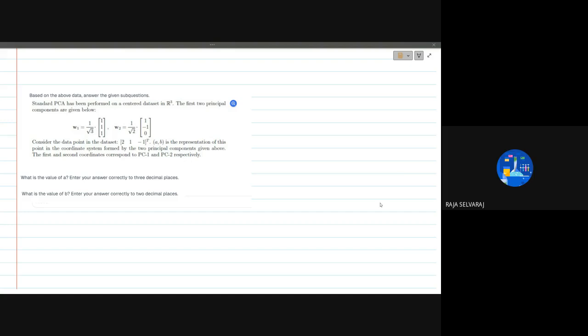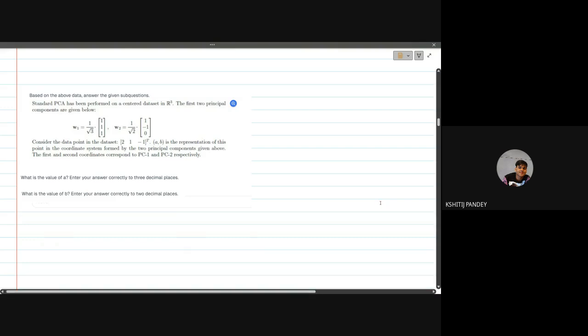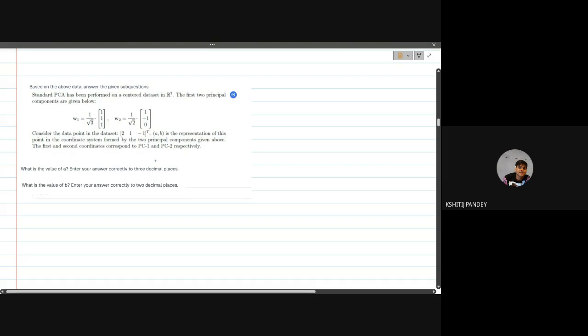Is this the same as the previous question? Yes, correct. We need to take x transpose W1, which will give me the A value, and then x transpose W2 will give the B value. Correct. Okay, let me finish it. Or do you guys want to try this and find the answer? Whatever you guys say.